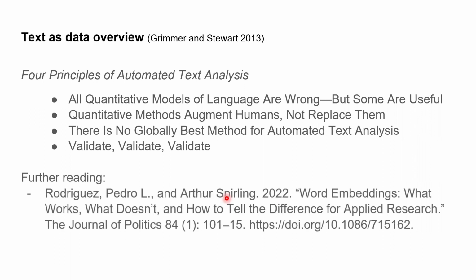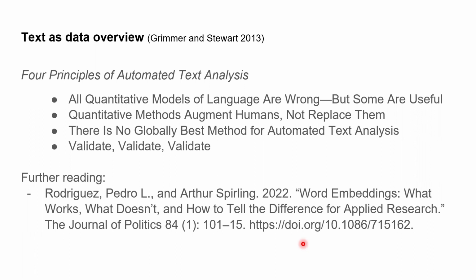Future readings. This reading was published a year ago. I think they actually published it two years ago, and then officially published it a year ago: what embeddings, what works, what doesn't, and how to tell the difference for applied research. This article is very good. It compares different language models and tries to navigate which model or method is actually more useful, quote unquote. Useful can be defined in different ways for social scientists. They run extensive experiments on various kinds of language models. I suggest you read this.